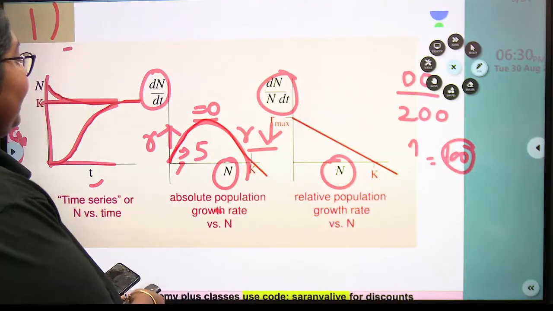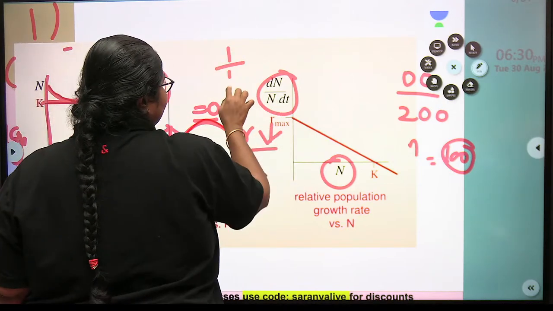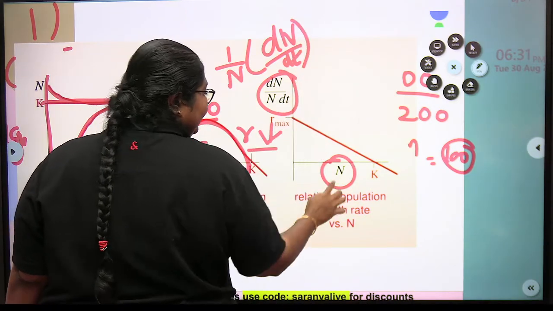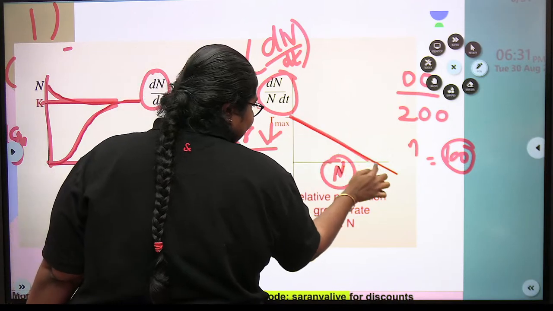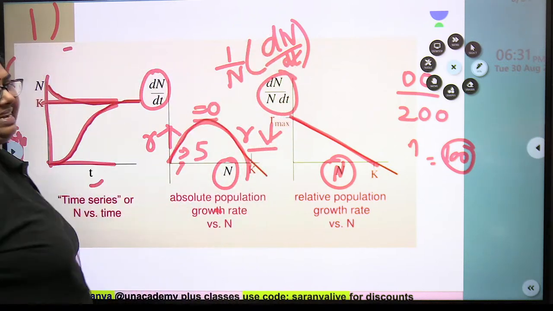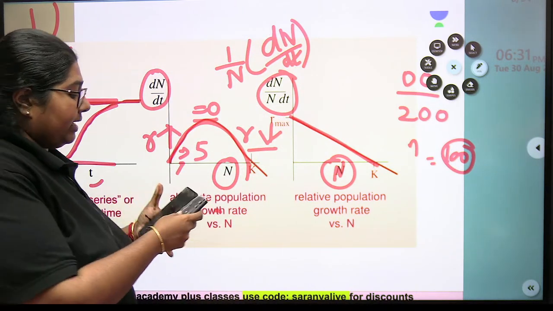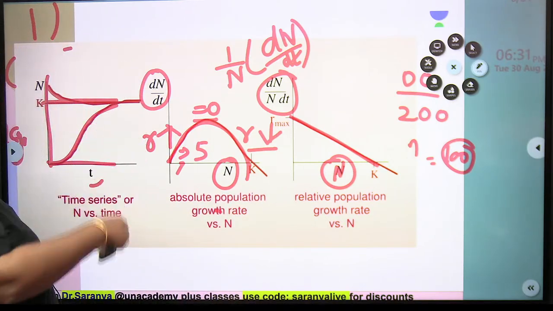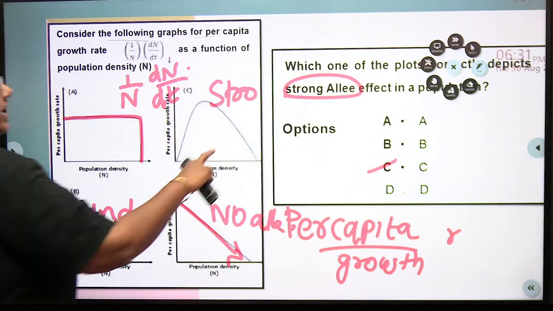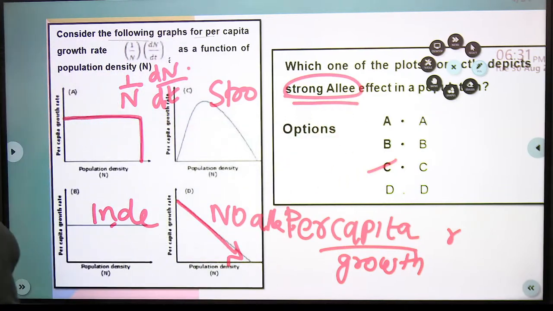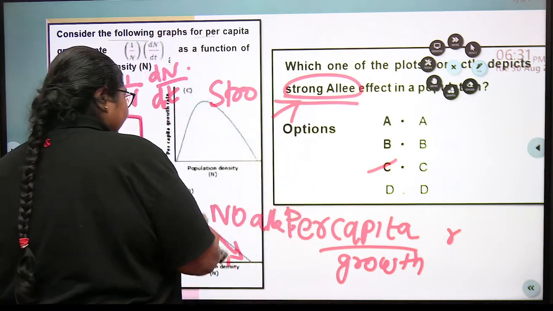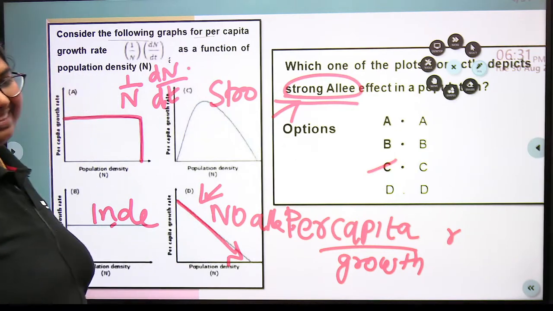I told you that this graph is 1/N into dN/dt versus N. So this is declining. This is N, this is r max. So this is declining, 1/N into the rate of increase. It is declining, right. But what I told you is don't get tricked between this and this question, because in this question they were asking only about the strong allee effect. If the term strong allee effect was not given in this question, then this could have been the answer. That is what I was conveying to you.